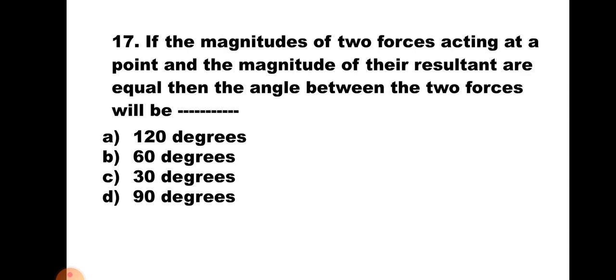Question number 17. If the magnitudes of two forces acting at a point and the magnitude of their resultant are equal, then the angle between the two forces will be A 120 degrees, B 60 degrees, C 30 degrees and D 90 degrees. Now here P is equal to Q is equal to R. So substitute in the formula R square is equal to P square plus Q square plus 2PQ cos theta. You will get the value of theta as 120 degrees. Hence the correct answer is A, 120 degrees.